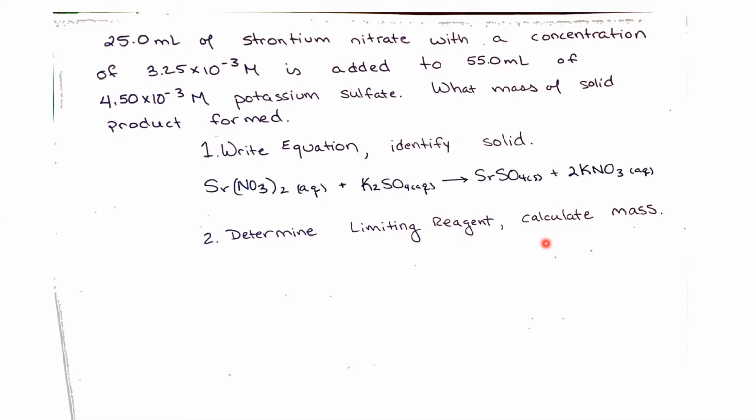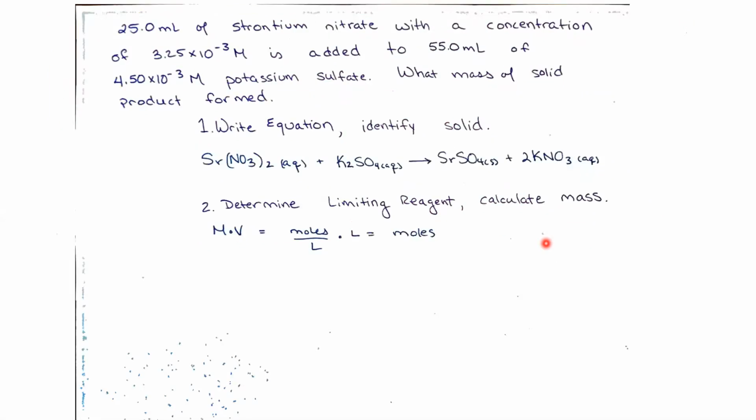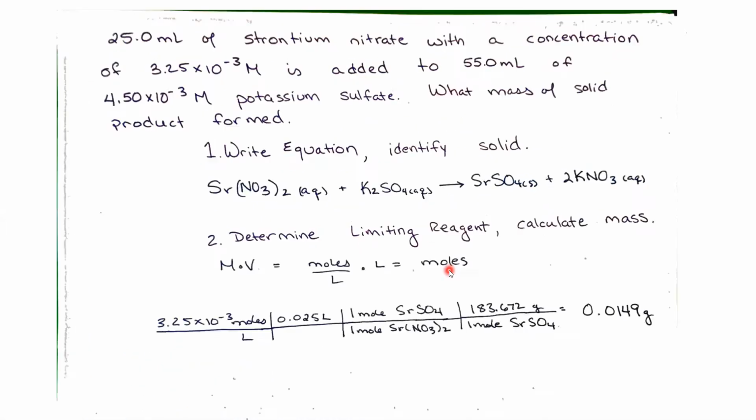So the first thing we really should be able to realize here is that we have the ability to get moles. Molarity times volume is going to give us moles. So I take my molarity for my strontium nitrate, because that was written first, and the volume of my strontium nitrate. And for every 1 mole of strontium sulfate that gets formed, I use 1 mole of strontium nitrate. So it's a 1-to-1 mole ratio between those two. And every mole of strontium sulfate weighs 183.672 grams.